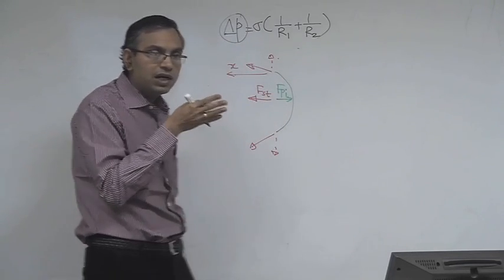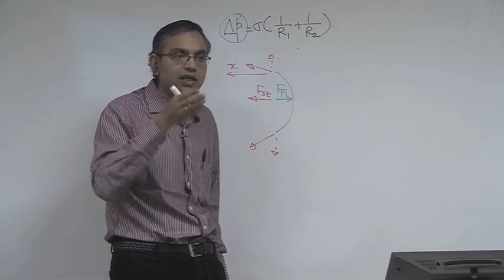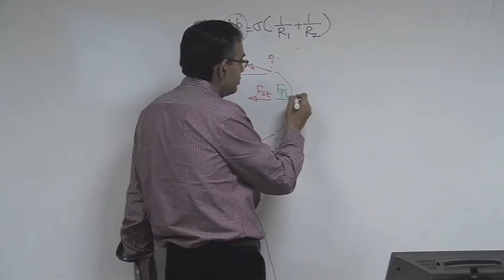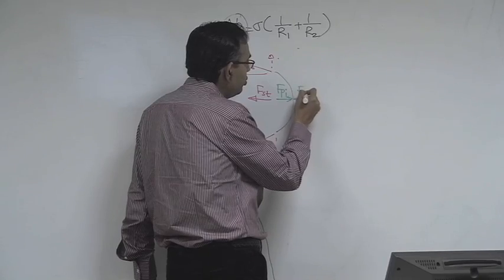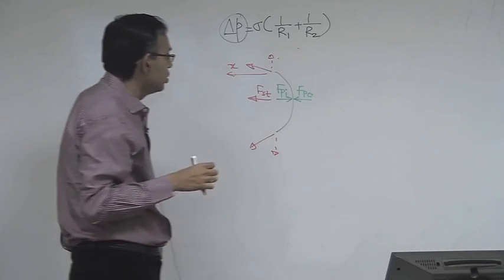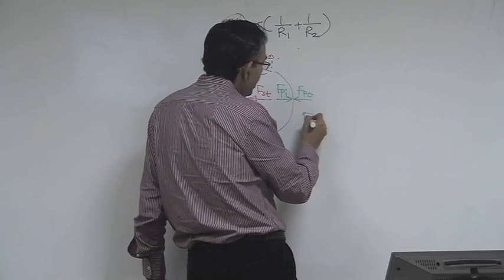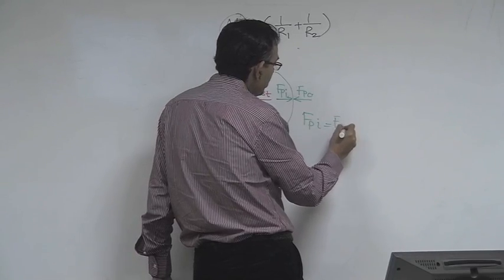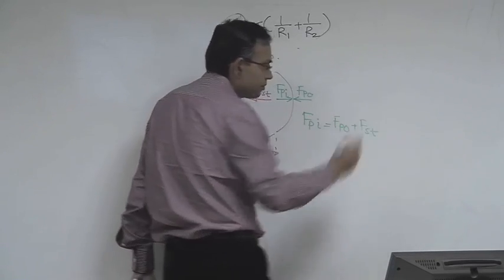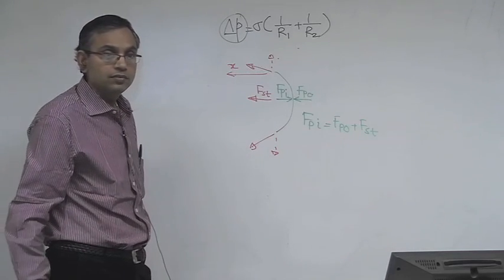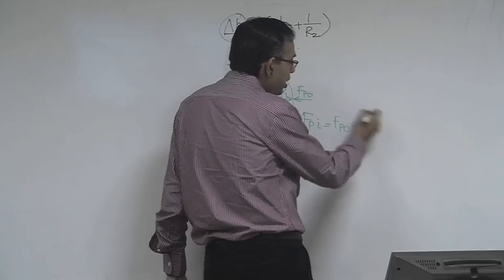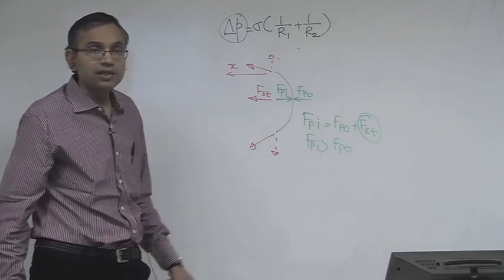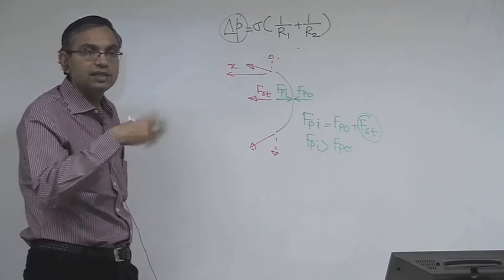Always remember that pressure is by definition positive, meaning acting inward normal to a surface. So, this is the force due to inside pressure. This is the force due to outside pressure, if this is inside and this is outside. For equilibrium, force for pressure inside is equal to force for pressure outside plus force for surface tension. This being a positive quantity, force for pressure inside is greater than force for pressure outside. That means pressure inside is greater than pressure outside because they are acting on the same area.